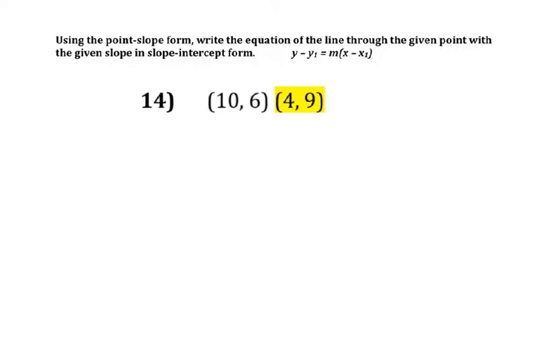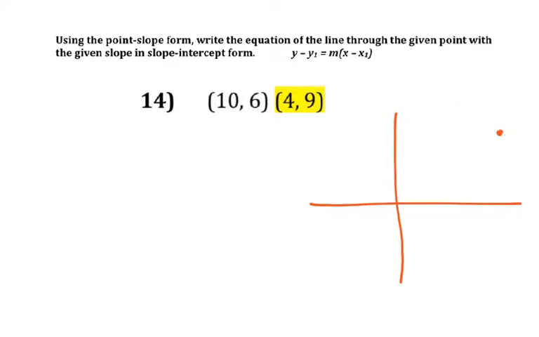Okay, the next thing we're going to do is now we're going to have a different type of information that we're given. So if you look at this, we still are supposed to use point-slope form. We need to find the equation of the line, but this time we're not given the slope. What I am given is 2 points. So if I think about it, if I have a point 10, 6, and 4, 9, I just need to find the equation of the line that does that.